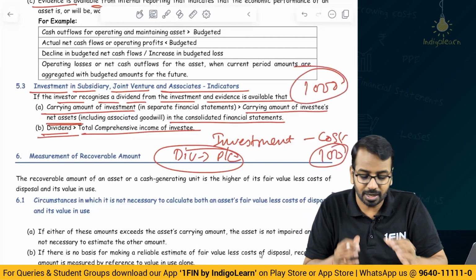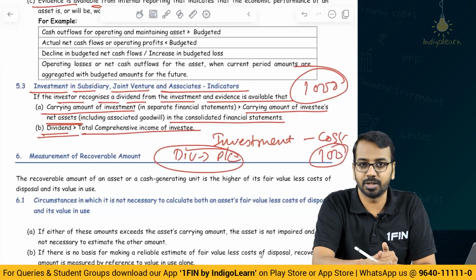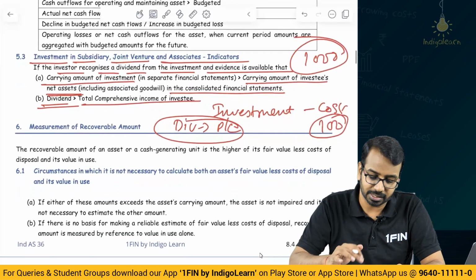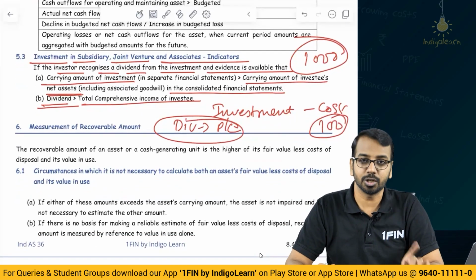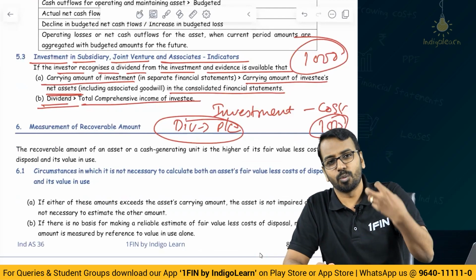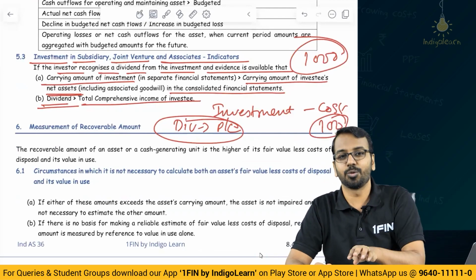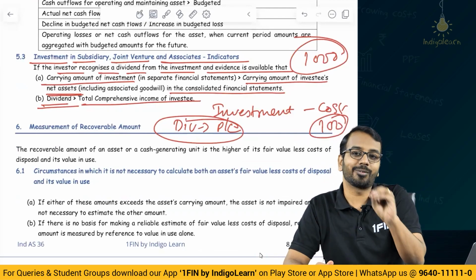Same way, if the dividend is greater than the total comprehensive income of the investee, there could be cases of impairment or indications of impairment, right? This is more important from your MCQ point of view rather than calculations point of view.